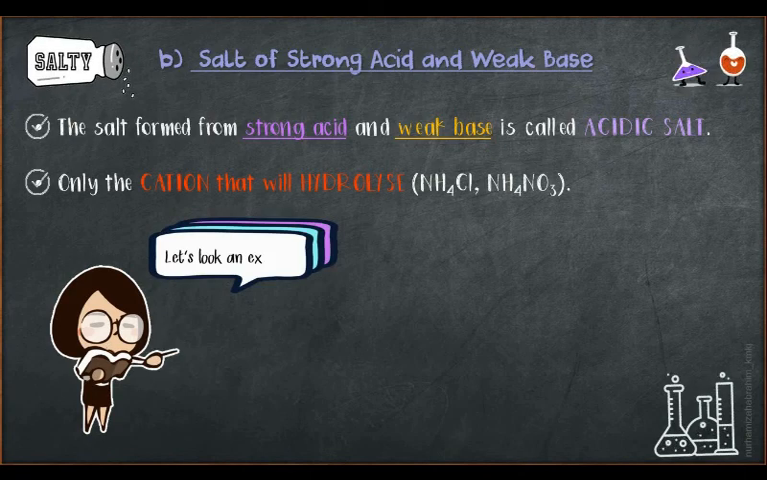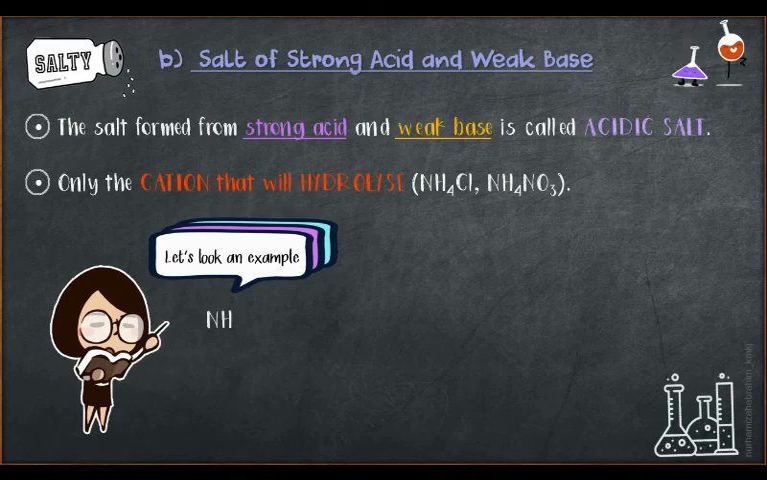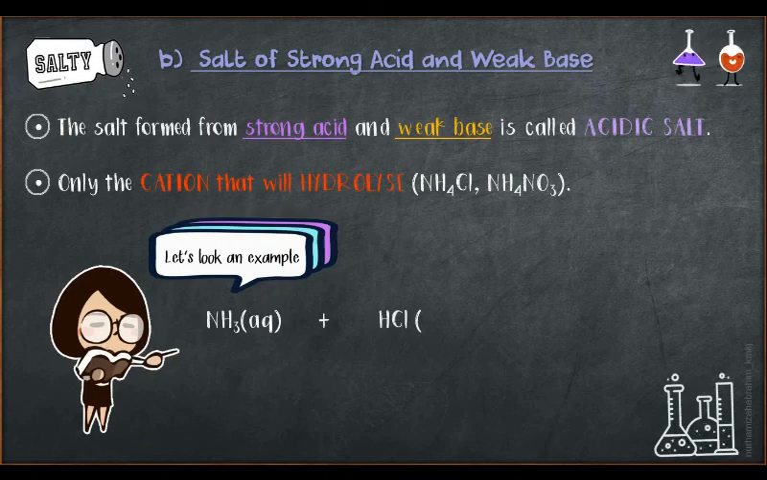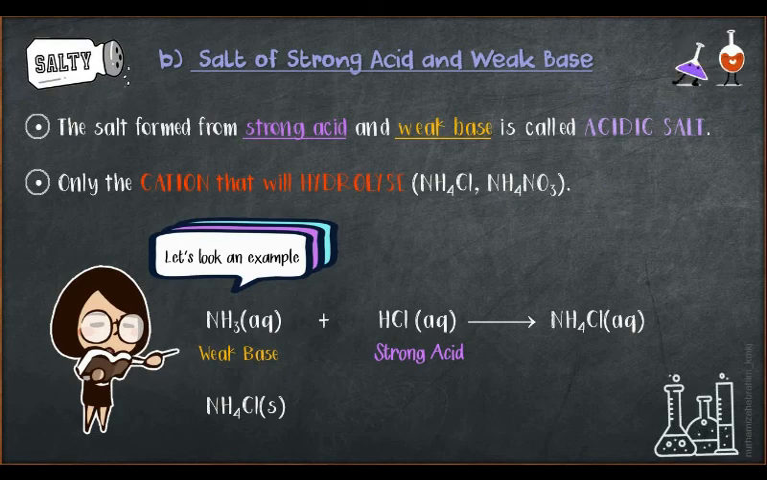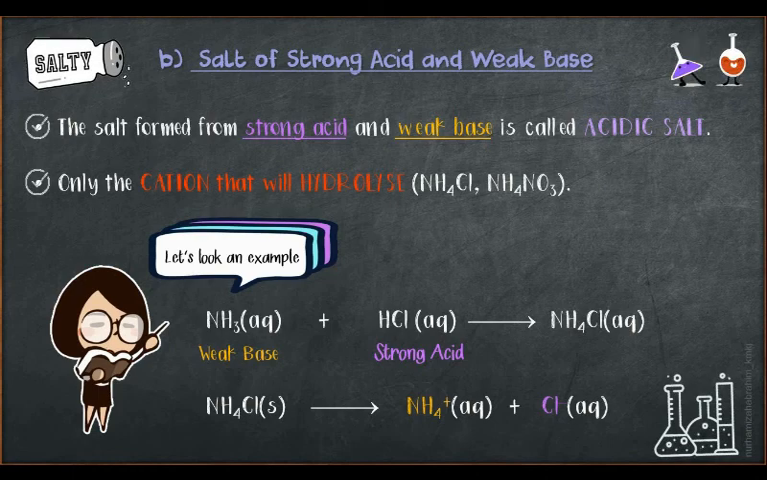Let's look at an example of this type of salt, such as ammonium chloride. Ammonium chloride is formed from ammonia reacting with hydrochloric acid, where ammonia is a weak base and hydrochloric acid is a strong acid. Then, when the salt ammonium chloride dissolves in water, it will produce ammonium ion, NH4+, and chloride ion, Cl-.